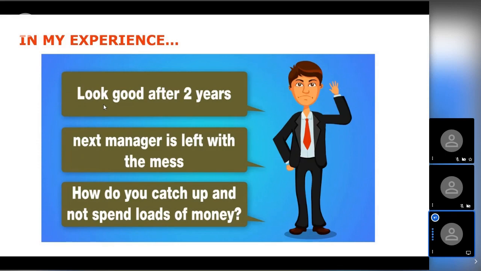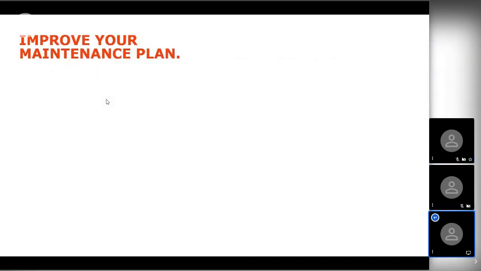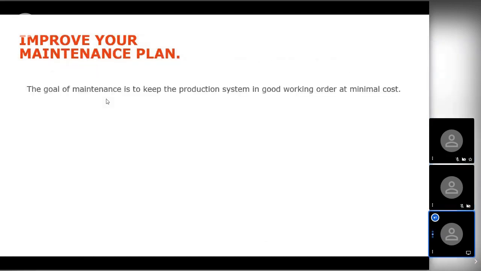But how do you catch up again? How do you get out of this cycle when the last manager's just done such an awesome job saving money? You're going to go in there on your first week and ask for more money? Good luck with that. So how do you catch up? How do you get out of the reactive cycle? The answer is the same, through a good maintenance plan and a good maintenance strategy. So what you need to do is improve your maintenance plan.